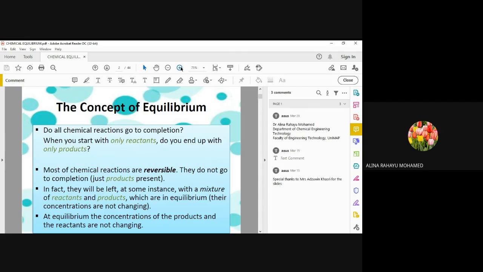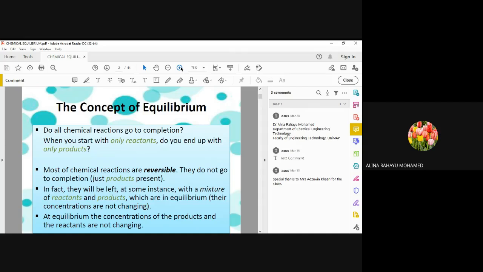Most chemical reactions are reversible, meaning that you have a forward reaction and you can also have a reverse reaction. They do not go to completion, meaning that not only the products are present, there could be some reactants also in the reaction mixture. In fact, they will be left at some instance with a mixture of reactants and products which are in equilibrium. Their concentrations are not changing.